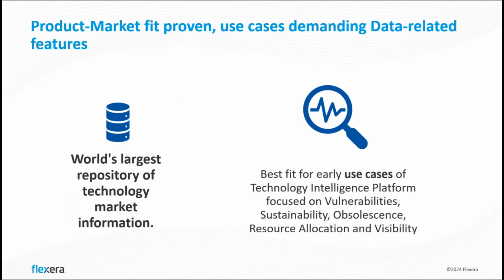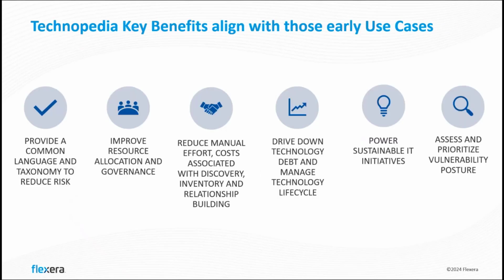Technopedia is the world's largest repository of technology market information, and it is key to being that foundational repository that we then link the other content libraries into. It is the best fit for the early use cases that we're going to facilitate in the technology intelligence platform, focused on vulnerabilities, sustainability, obsolescence, and so on in IT visibility facilitated use cases. So Technopedia and its key benefits align well with those early use cases.